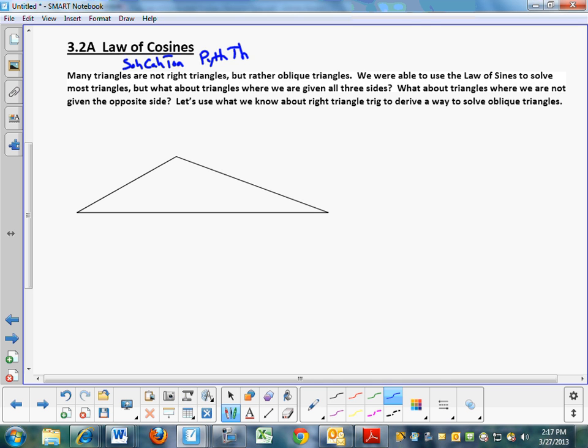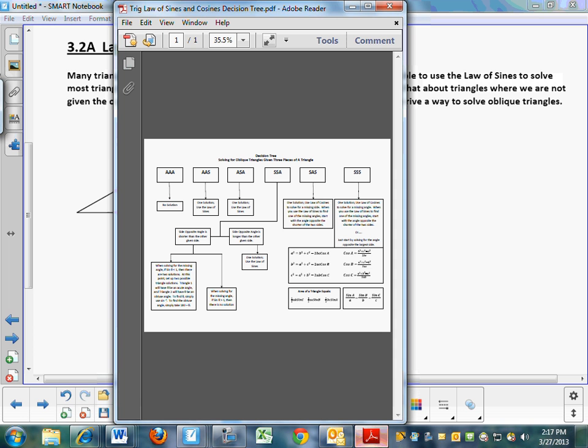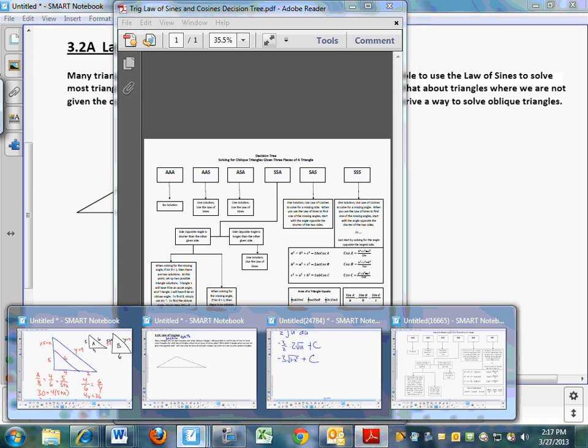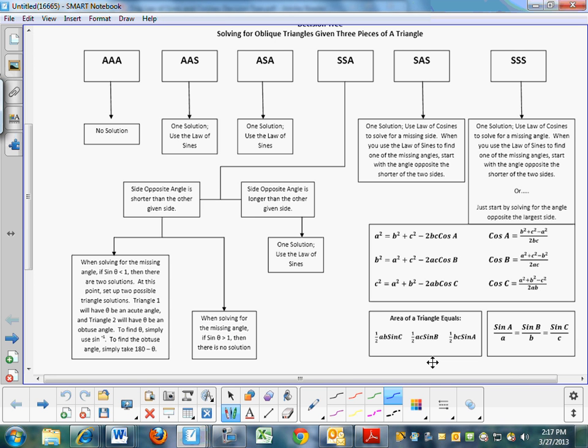Okay? Look at your chart real quick. Again, you see angle, angle, angle. No solution. We can't prove that they're congruent. Two sides, or two angles and a side, that's enough to show congruence. Use law of sines. Side, side, angle, you follow it down, you decide if the side opposite the angle is shorter or longer than the other given side, you decide if there's one or two solutions or zero solutions. So what we're talking about today are these two scenarios.